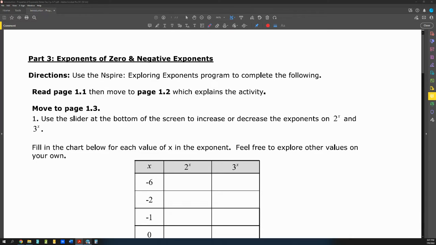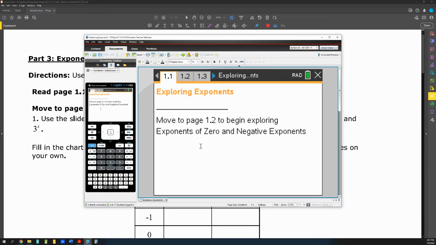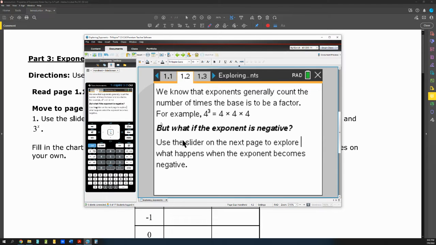We'll start with page 1-1, which explains the activity. We're exploring exponents, particularly the zero and negative exponents. If we hit Control and to the right, we'll move to page 1-2. We know that exponents generally count the number of times the base is to be a factor. So for example, 4 cubed, or 4 raised to the third power, is equal to 4 times itself 3 times, or 4 times 4 times 4.